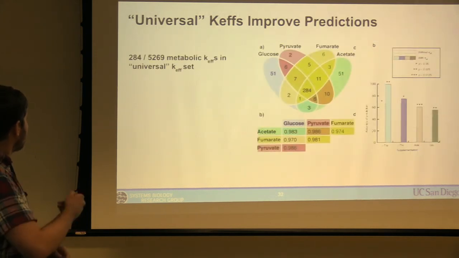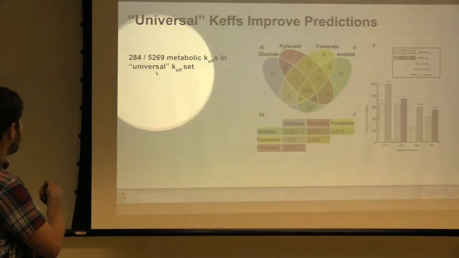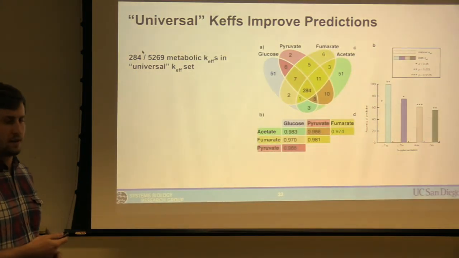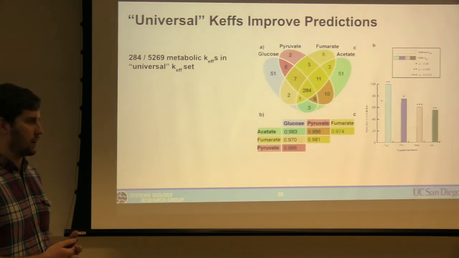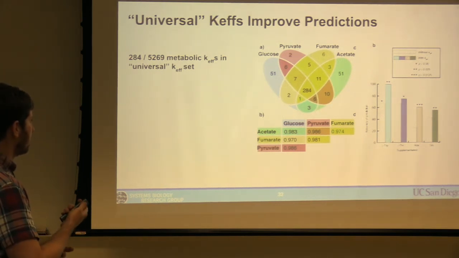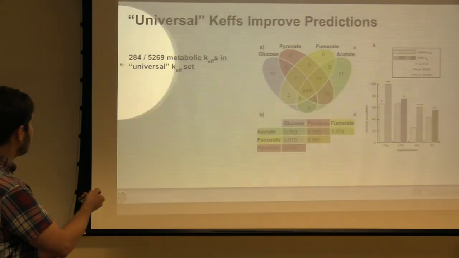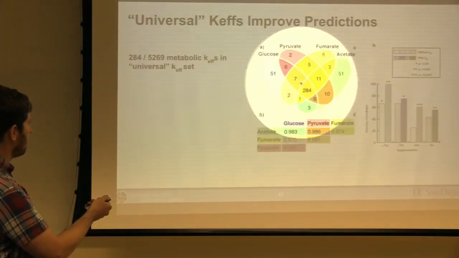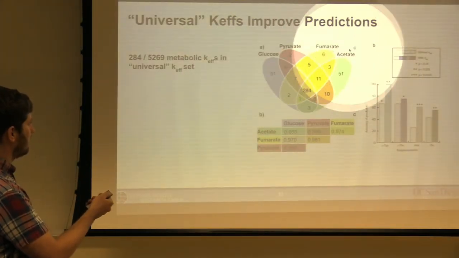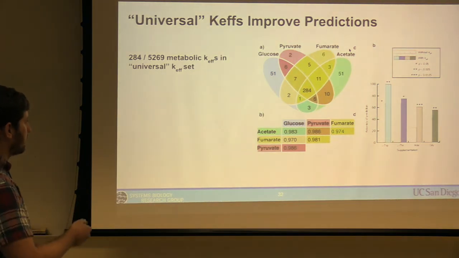As a result of this, there ended up being 284 of around the 5,000 metabolic K-effectives that were deemed to be very significant and important for getting good ME model predictions. And these are the 284 K-effectives that were deemed to be important in all 4 of these different carbon sources.